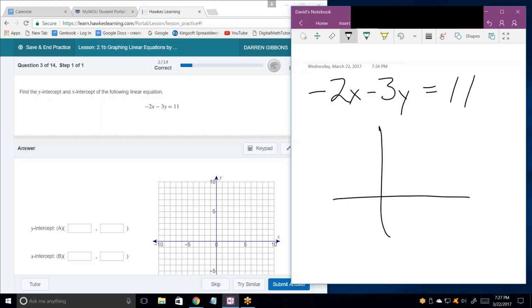But let me think for a second. The y-intercept's going to be somewhere there. The x-intercept's going to be somewhere there. So let's assume that were the line. And they want that point and that point. The upper point is the x-intercept. That's supposed to go through that. And the lower point is the y-intercept.